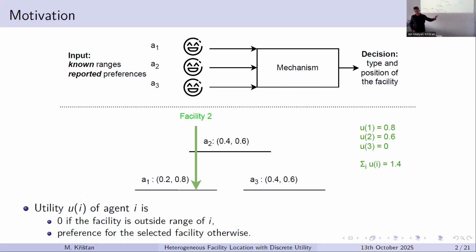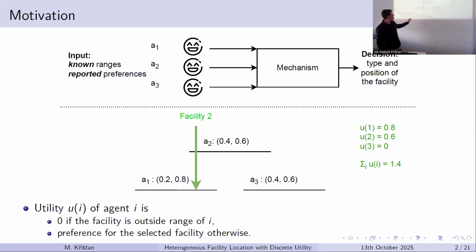So in our world, everything is happening on a real line, and we want to build a facility. The facility can be of two types, type 1 and type 2. And then there are some agents which will use the facility. Each agent has an interval in which the facility is useful for them. If it is outside this interval, it is useless. If it is inside the interval, they can use it. And they also have a preference for the two types. So agent 1 prefers the first facility with 0.2, the second facility with 0.8.